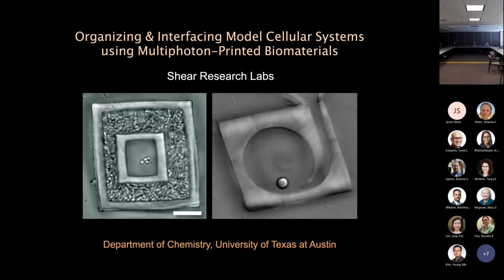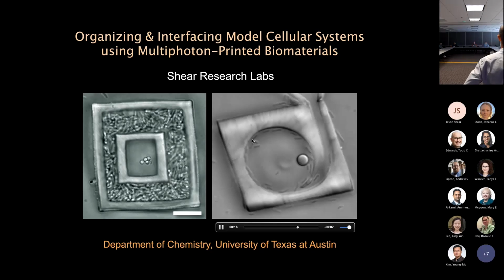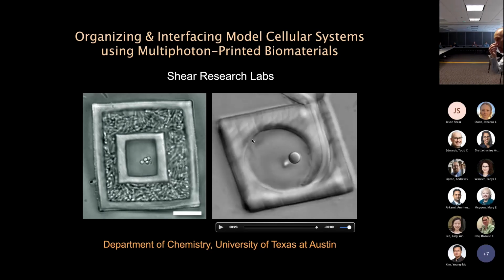We can do other fun things. On the right side is a cute demonstration of how we can guide bacterial motion to create currents that can do things like move objects around. We've used this phenomenon to do things like drive flow through tubes.